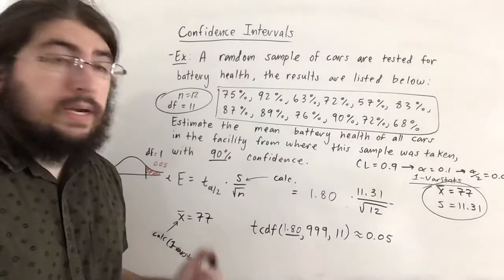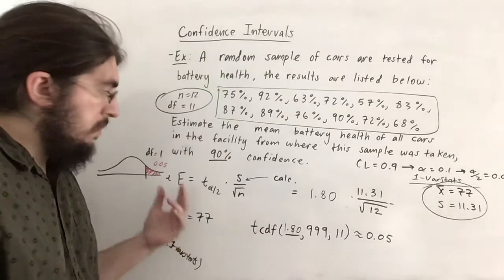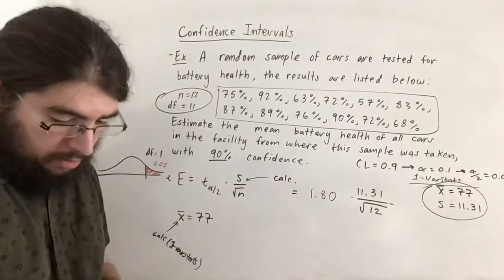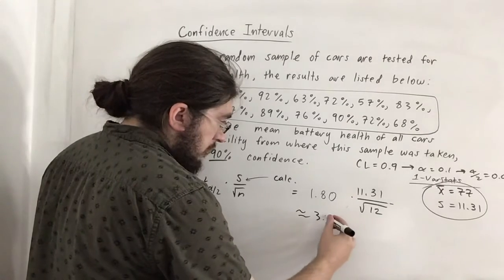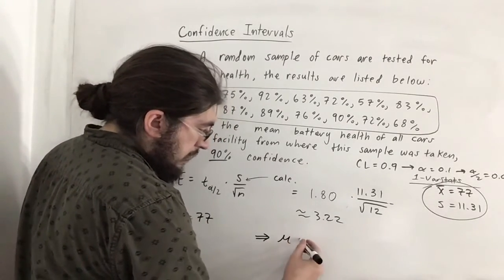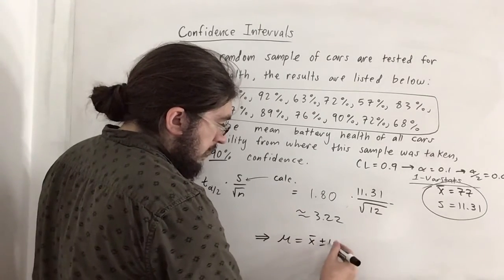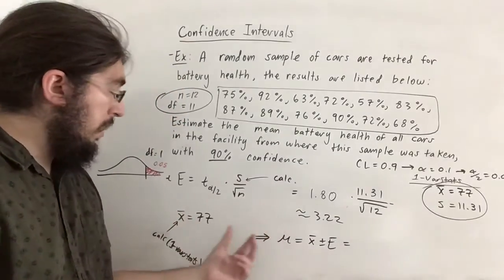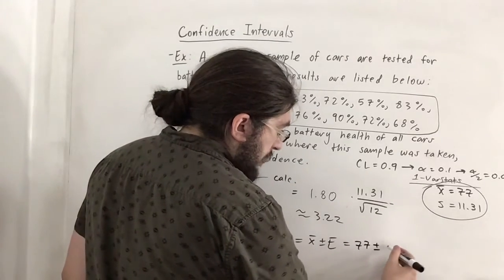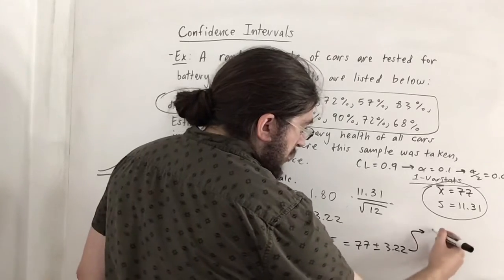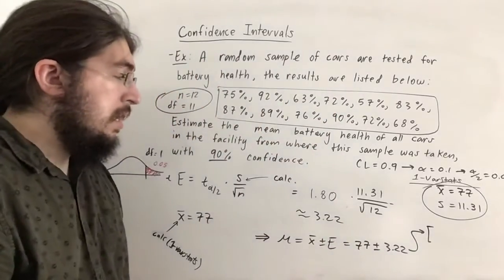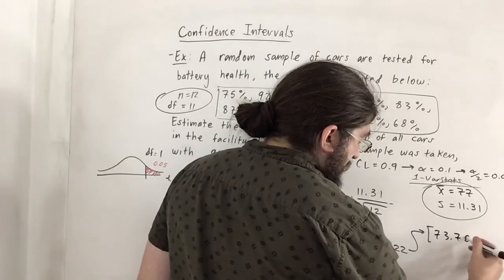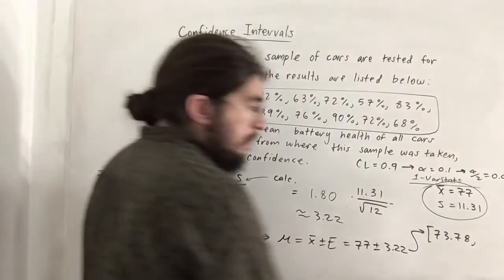Perfect. So now all we need to do is calculate what this is, and then write mu to be 77 plus or minus this error value. So let's do that and see what we get. All right, so using my calculator, I got this to be about 3.22. And then this implies that the mean is X bar plus or minus this error of estimate, this margin of error. So to write it out completely, we get 77 plus or minus 3.22, which gives us an interval: 77 minus 3.22 gives us 73.78, and 77 plus 3.22 would then be 80.22.